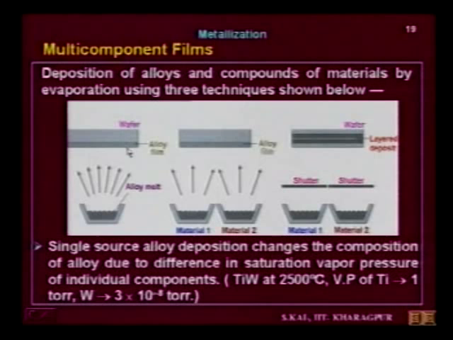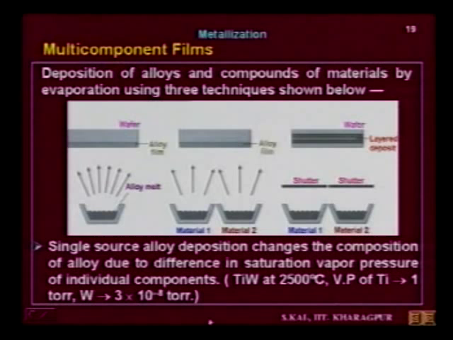But here there is a problem. This is a single source alloy deposition. What is the problem? After deposition, the composition of the alloy may not be the same as the charge composition. Why? The reason is the difference in saturation vapor pressure of the individual components. One example: if you use a titanium tungsten alloy, which is evaporated at 2500 degrees centigrade, the vapor pressure of titanium is 1 torr, whereas tungsten is 3 into 10 to the minus 8 torr. It is extremely low. Titanium vapor pressure is high compared to tungsten.